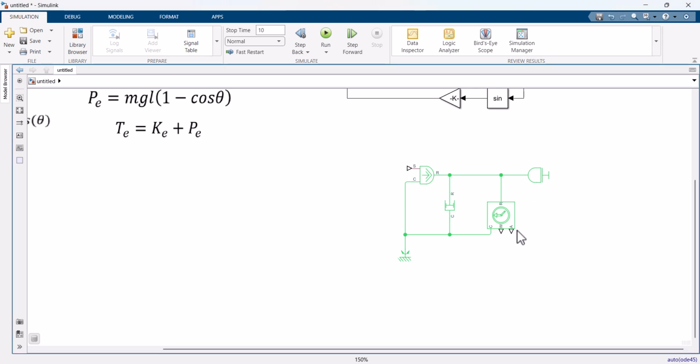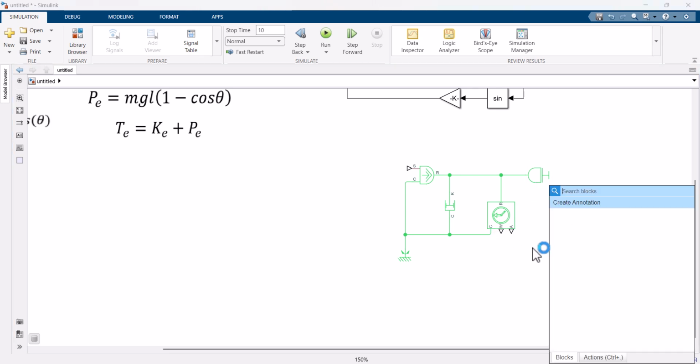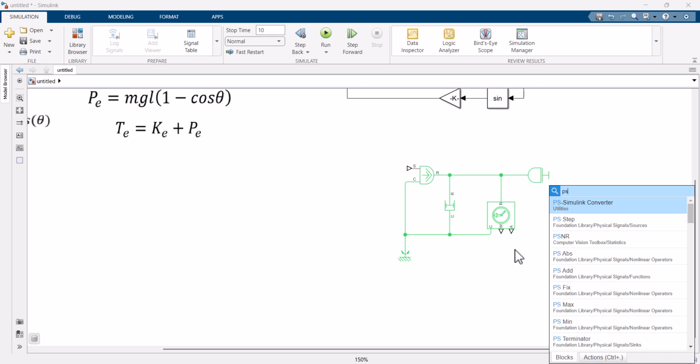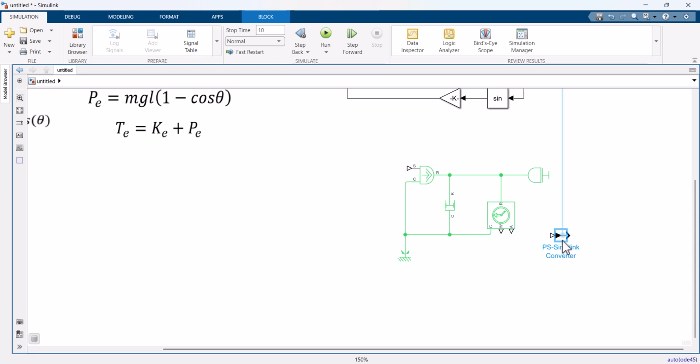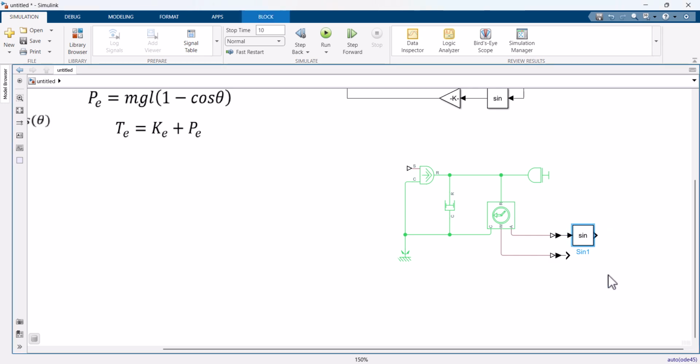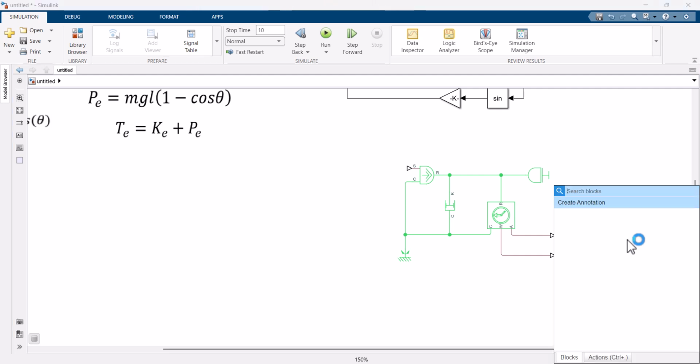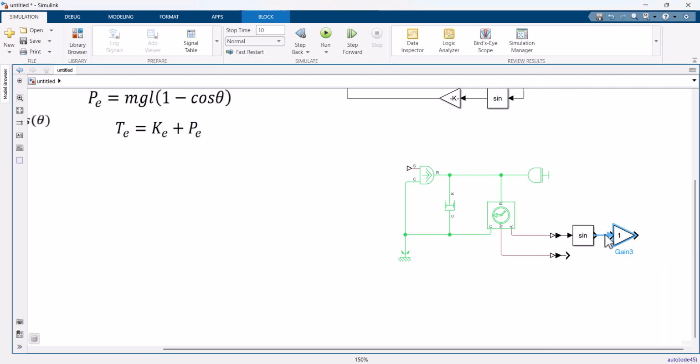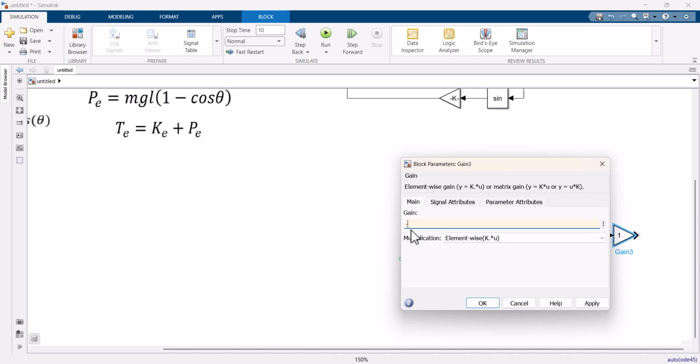And I can convert this angle and this angular velocity into Simulink signals. Right now, these are all physical system signals. So I can use the PS to Simulink converter. I need two of them. Now I can multiply this angle with sine and multiply this sine with a gain. This gain will be minus mg.